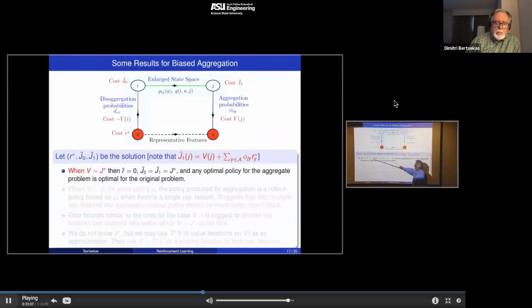If you know J star itself and you stick it in here as V, then you're going to get J tilde 0 and J tilde 1 equal to J star. And the aggregation framework is going to give you the optimal policy for the original problem, okay? So this suggests that if you know a V that's close to J star, the aggregation problem is going to give you a good result.